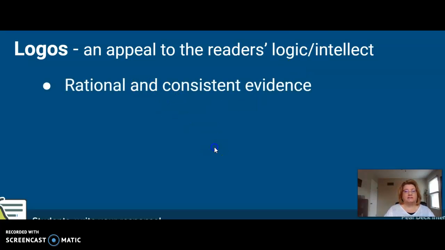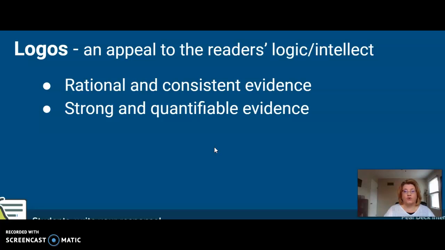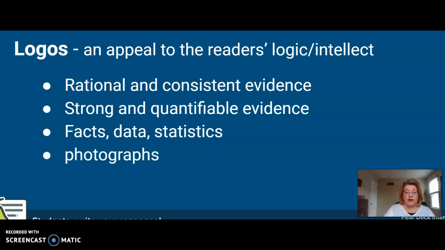So it's going to be rational and consistent kind of evidence, strong, quantifiable, able to be put in numbers: facts, data, statistics, photographs, for instance. So what one might consider irrefutable proof. Look at the numbers. This is true. You can't deny it. You can manipulate it, but you might not be able to deny it. Photographs: you say you weren't at that big off-campus party at the viaduct, and then here's a picture of you there without your mask. So this is very straightforward kinds of evidence.